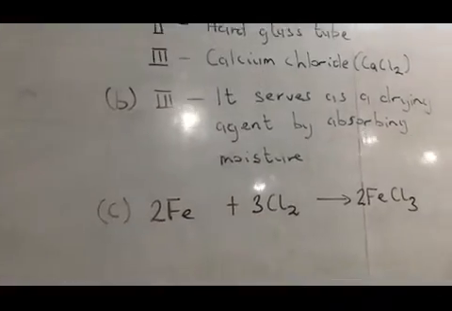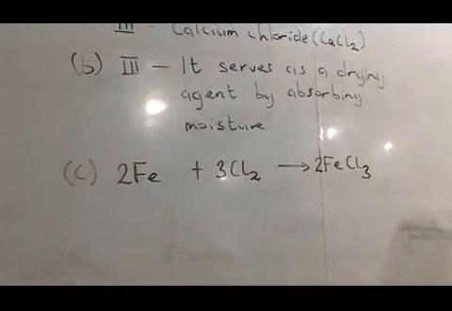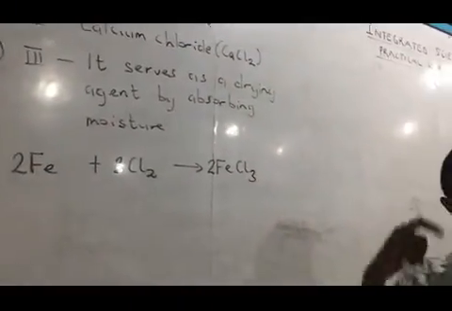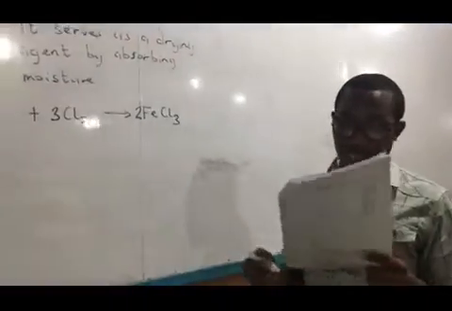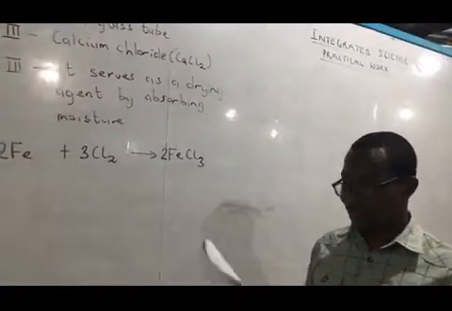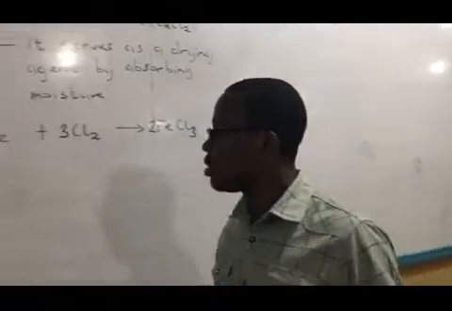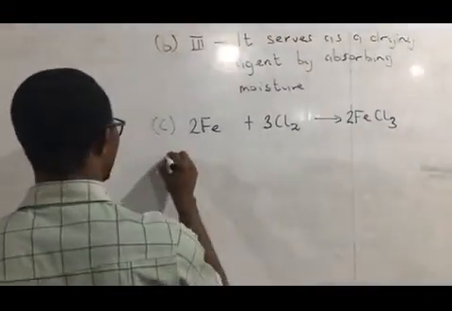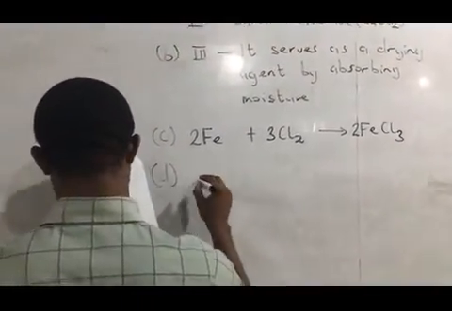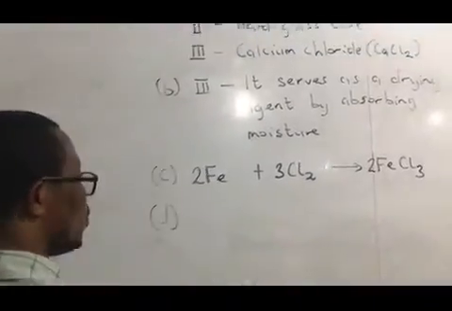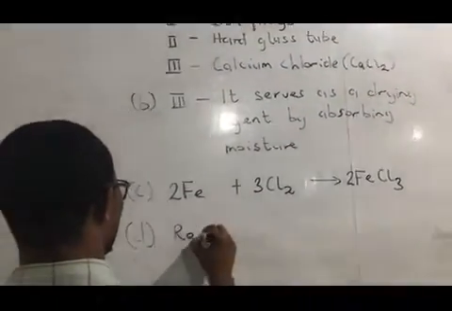Now, the D says, what will be the color of the iron 3 chloride produced? Okay, so the color of iron 3 is reddish brown. So the color of the iron 3 chloride produced will be reddish brown.